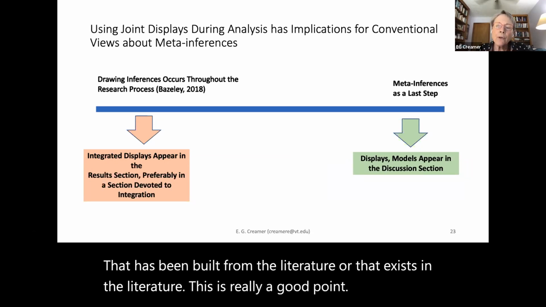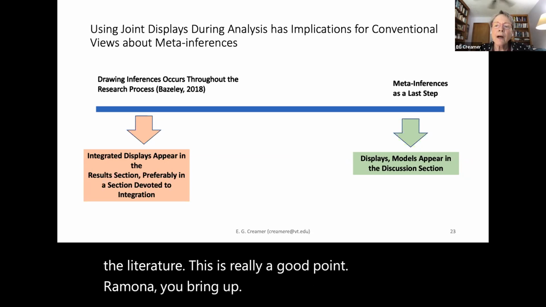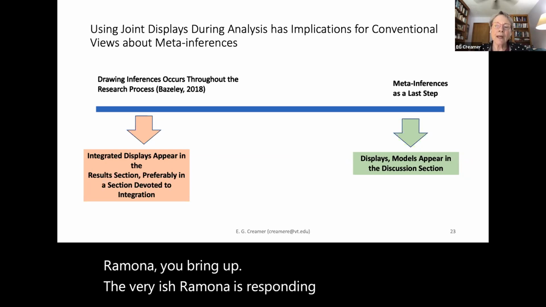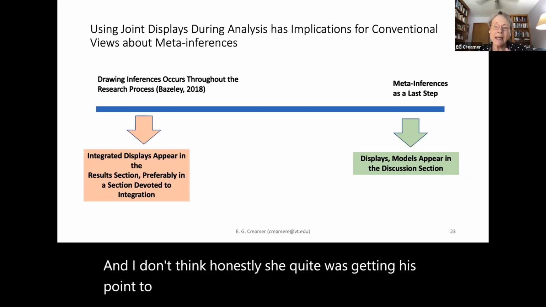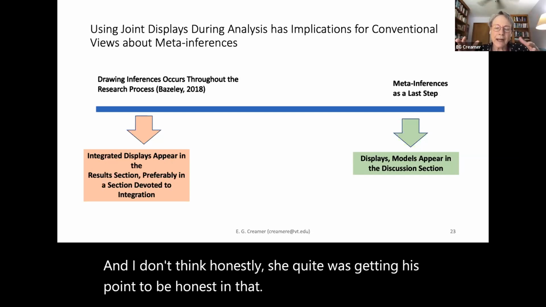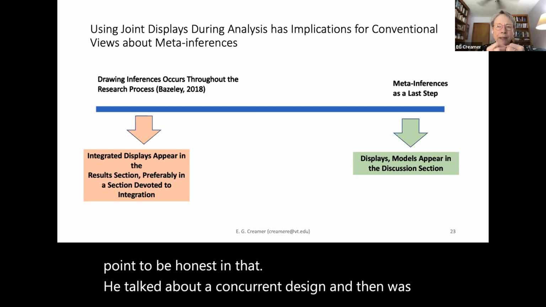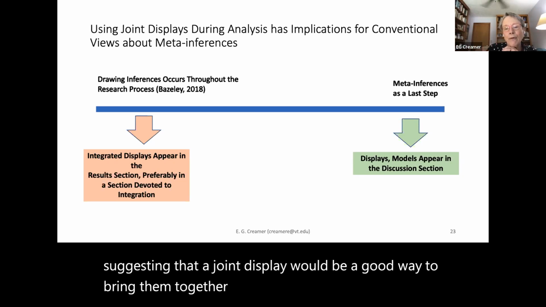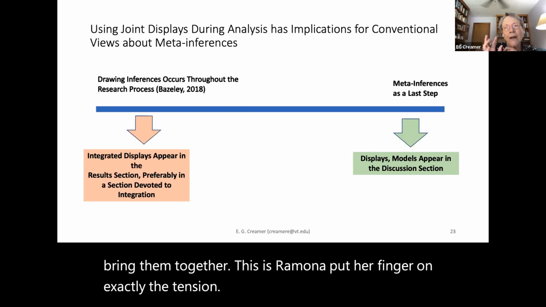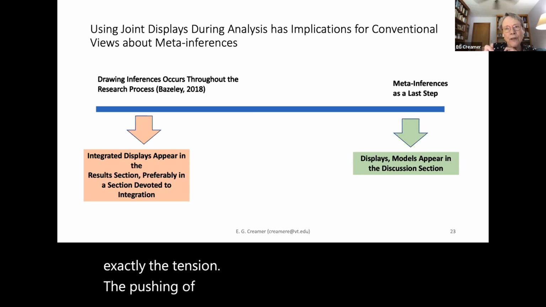Now see, Ramona, you bring up the very issue. Ramona is responding to Morgan. And honestly, I don't think she quite got his point, in that he talked about a concurrent design and then suggested that a joint display would be a good way to bring them together. Ramona put her finger on exactly the tension, the pushing of boundaries, that using a joint display for analysis introduces.